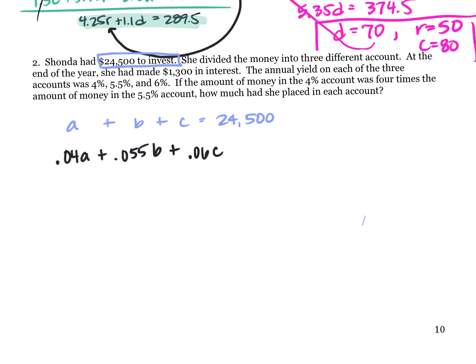0.06. I'm going to put C dollars earning 6% for a total of how much interest? Good, we've used that info. We're never going to use it again. Okay. If the amount of money in the 4% account, A, was 4 times the amount of money in my 5.5% account, which we named B.